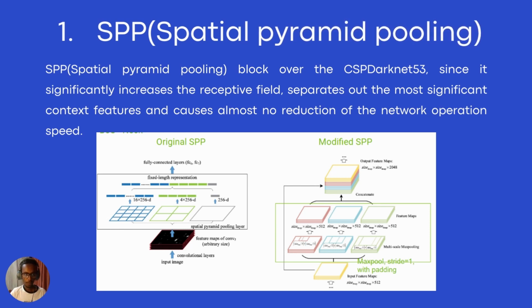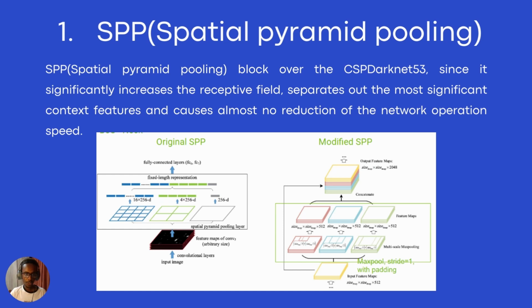So the first additional block that they introduced was the spatial pyramid pooling, or the SPP in short. And we have mentioned that we have already selected the CSP Darknet 53 as a backbone. And once we have extracted the feature map from the tail end of the CSP Darknet 53, we can perform an additional block on the neck part of the network, which is called spatial pyramid pooling.